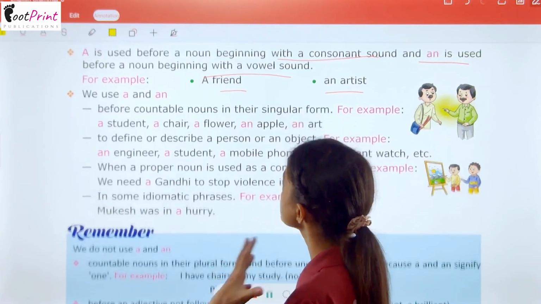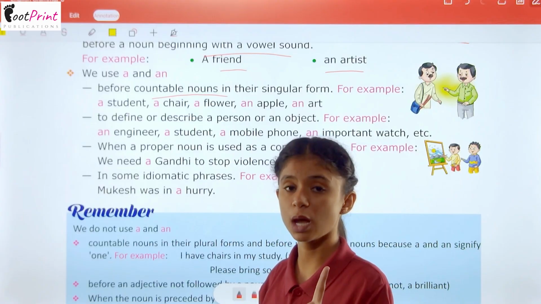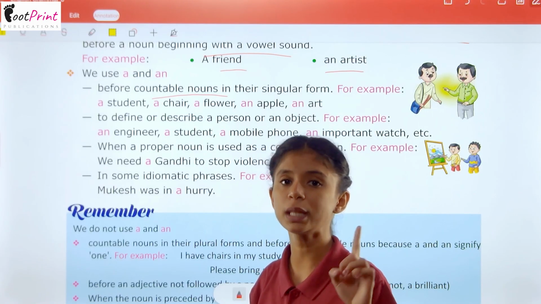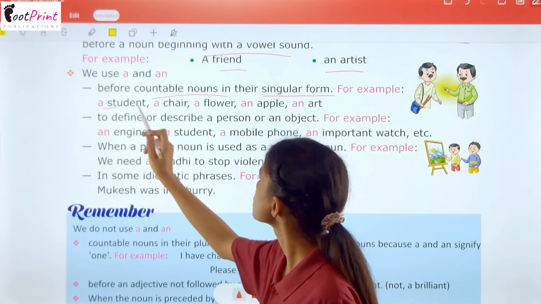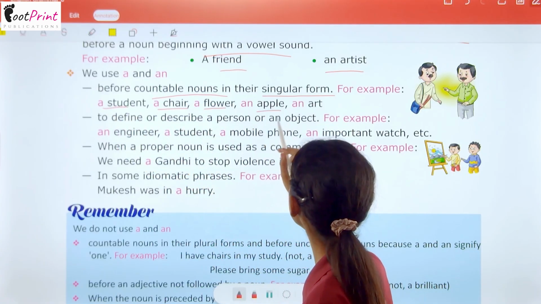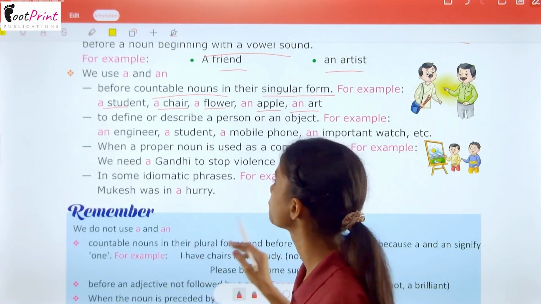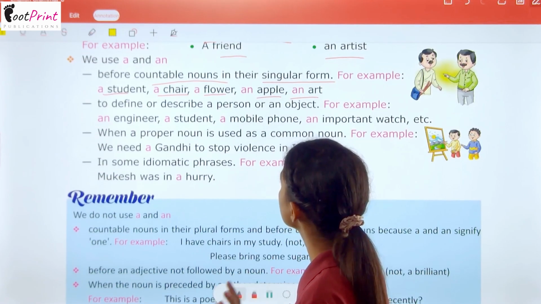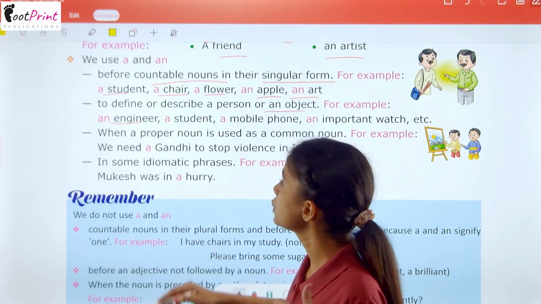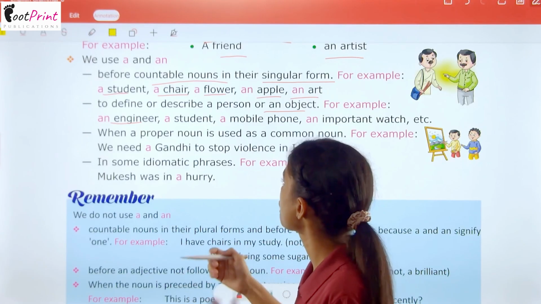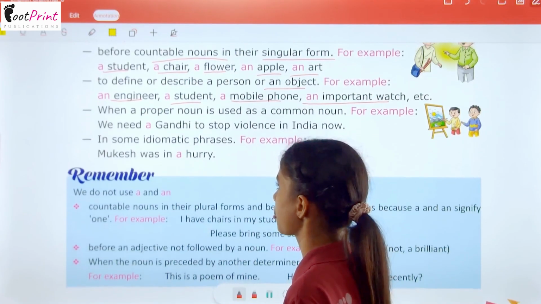Now, we use a and an before countable nouns. We use them before countable nouns only, and that too only when they are in their singular form. For example, a student, a chair, a flower, an apple, an art. All these are countable nouns and are in their singular form. Now, to define or describe a person or an object, for example, an engineer. So we are describing a person or an object: a student, a mobile phone, an important watch, etc.